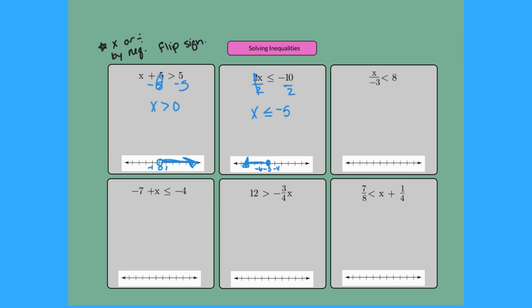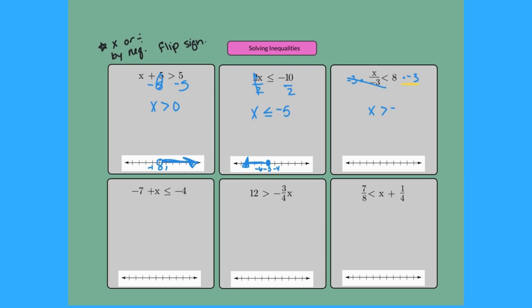Third one on top, that fraction bar means I'm dividing, so I'm dividing by negative 3. The opposite is to multiply by negative 3. Now here's where we're going to change that inequality, because what are we multiplying by? We're multiplying by a negative value. And anytime we multiply or divide by a negative, we're going to flip this around. So instead of less than, it's going to become greater than. And again, that is because we are multiplying by negative 3.